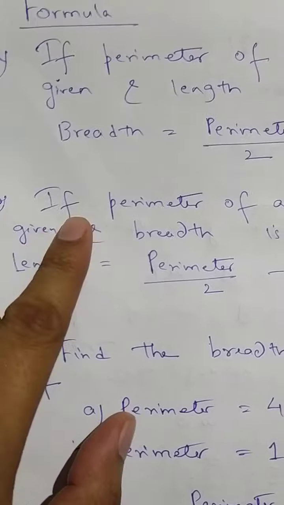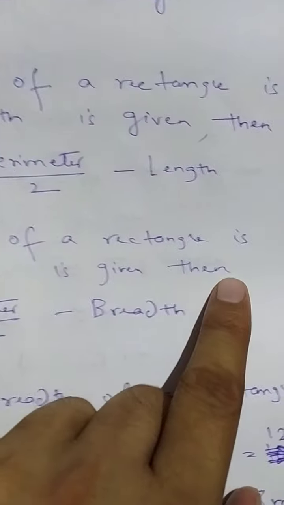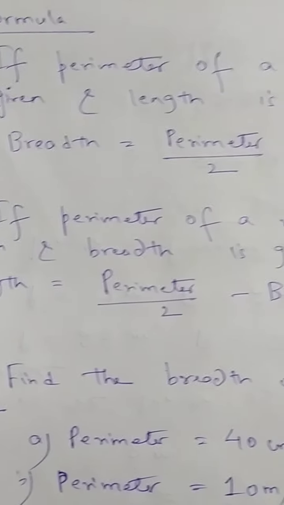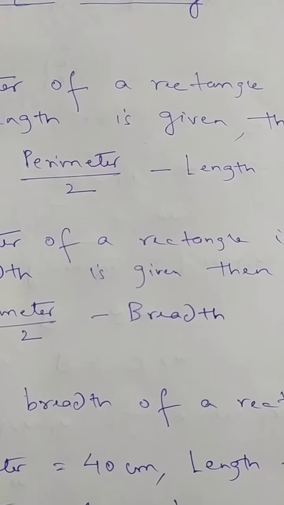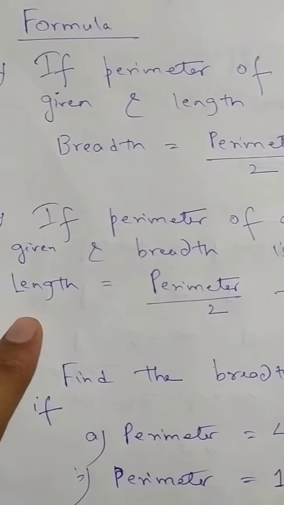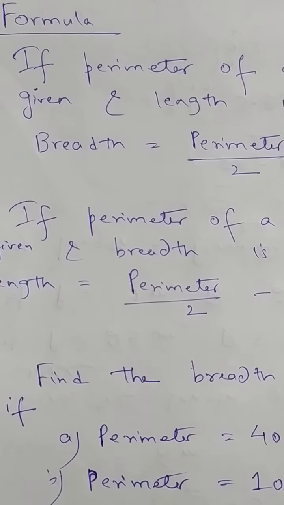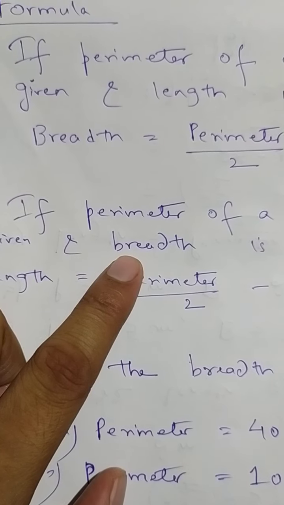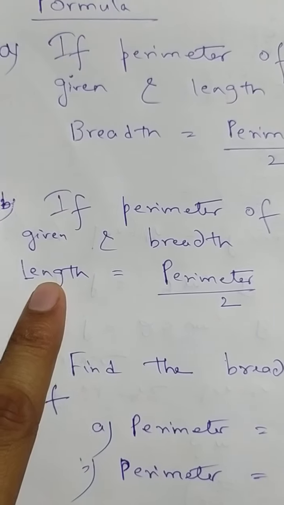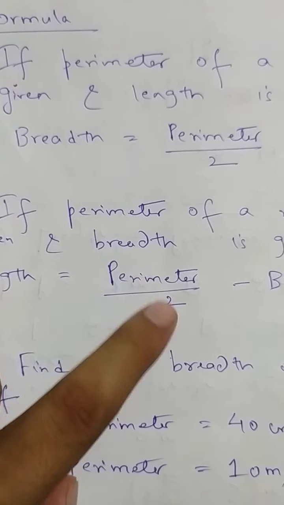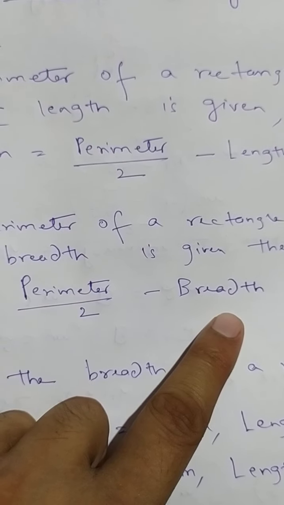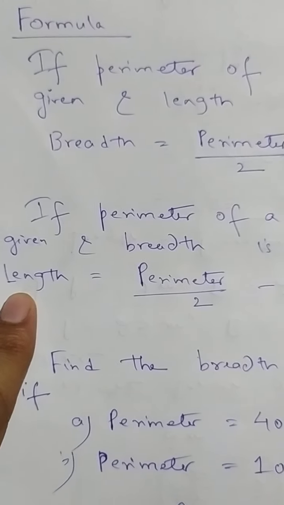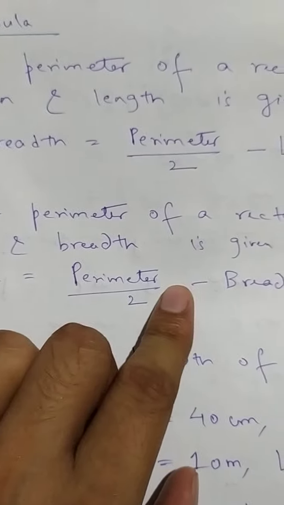Next one, if perimeter of a rectangle is given and breadth is given, then length formula. That means in the second case, perimeter and breadth are given. You have to find the length. So length formula is perimeter by 2 minus breadth. So length formula again, perimeter divided by 2 minus breadth.